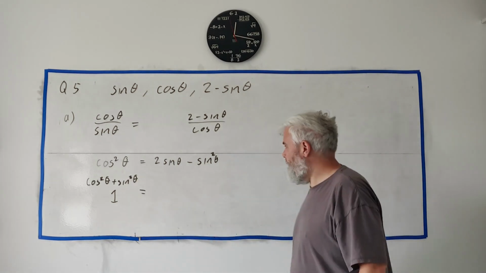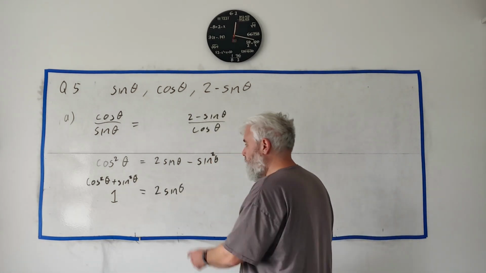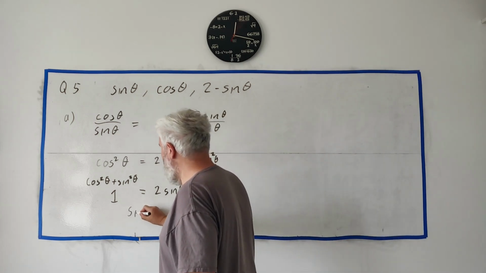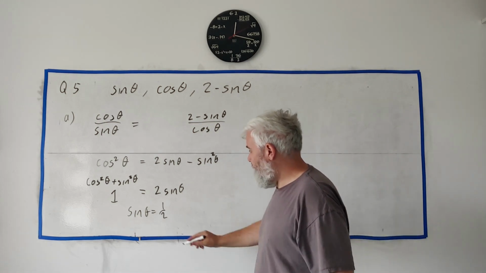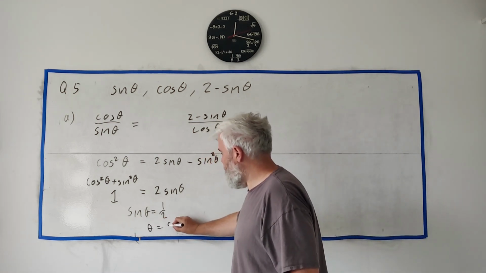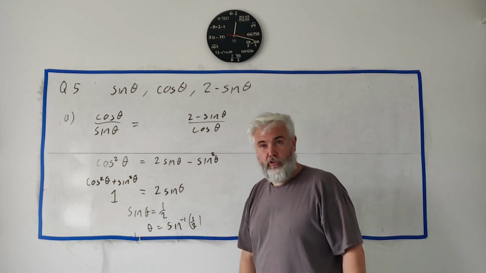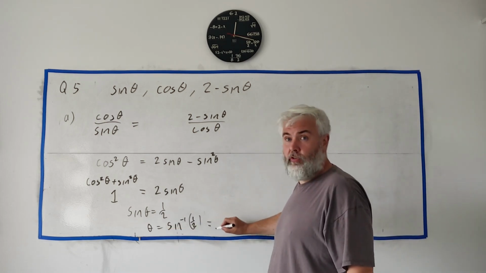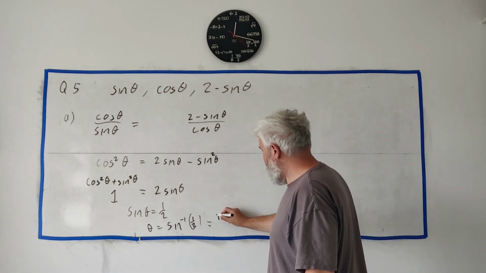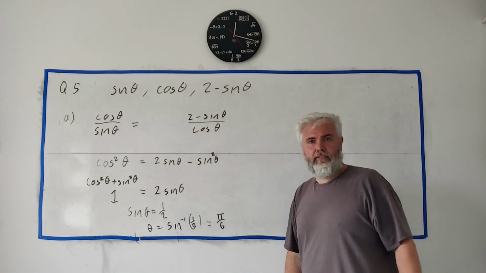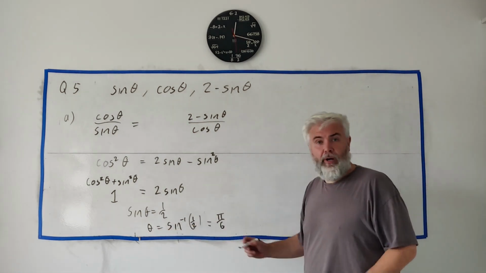So I'll just skip a line there. And what's left over this side is 2 sine theta. Rearrange this again, we get sine theta is equal to a half. Solve for theta, we get theta is equal to the inverse sine of a half, a famous one you should sort of remember, it's 30 degrees, or in radians, which they did ask us to use, it's pi over 6. So that's the answer to part A. Theta is equal to pi over 6.